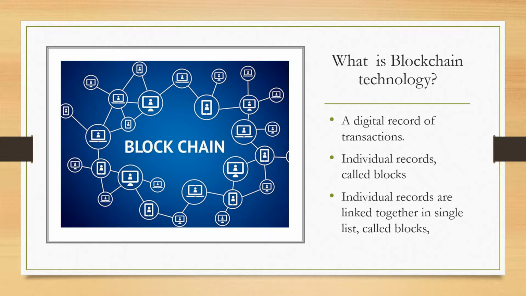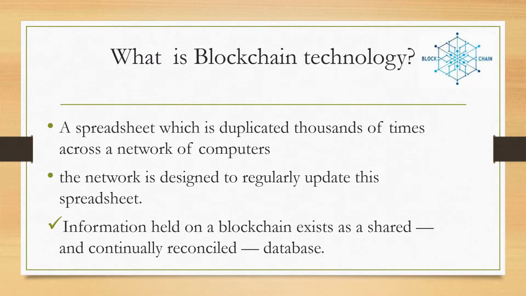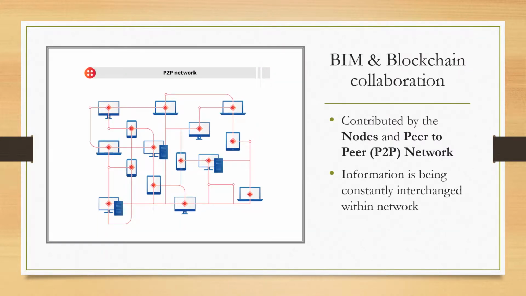Actually, a blockchain is a digital record of transactions. Simply speaking, imagine a spreadsheet which is duplicated thousands of times across a network of computers, and the network is designed to regularly update the spreadsheet. Information held on blockchain exists as a shared and continually reconciled database. And the peer-to-peer network feature of blockchain means there is no central point controlling the information exchange, while information of BIM is being constantly interchanged between all the participants on the network.